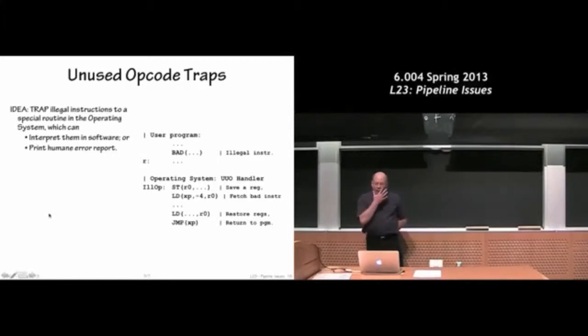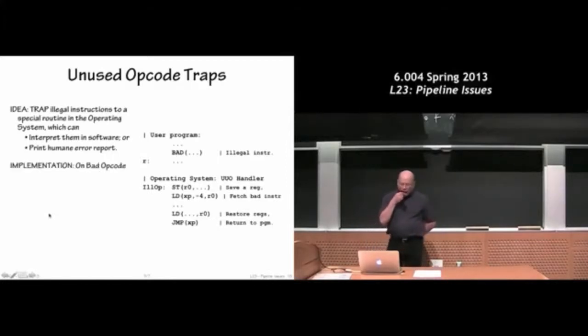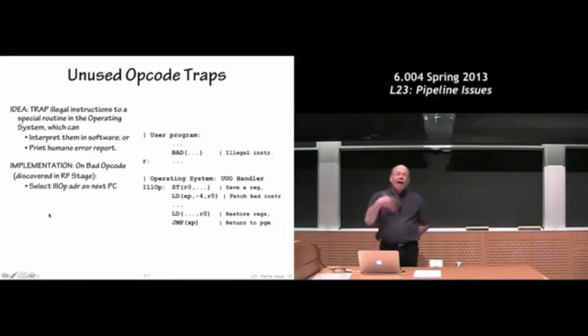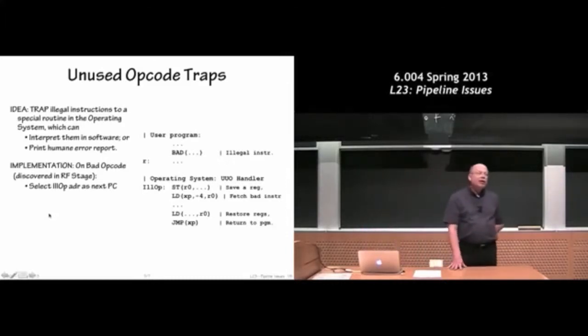Okay, how do ILOps work? Well, we've already talked about how to do that in a single processor, right? We detect an illegal operation, and we're going to force a procedure call. They're discovered in the RF stage, right? That's when we actually, for the first time, have the instruction and are busy decoding it. So it's in the RF stage that we're going to detect that we actually have an illegal instruction. And now the question is, what should we do about it?